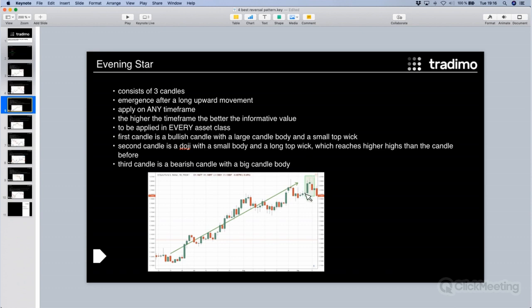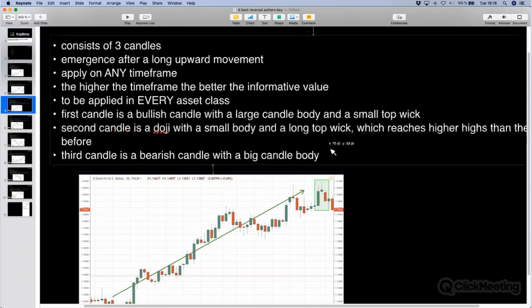I'm not sure, can you see this pattern here good enough, or should I make it a little bit bigger? Just let me know if the image is too small, then I can make it bigger. And of course, everything gets bigger, but that's not a problem. Oops.